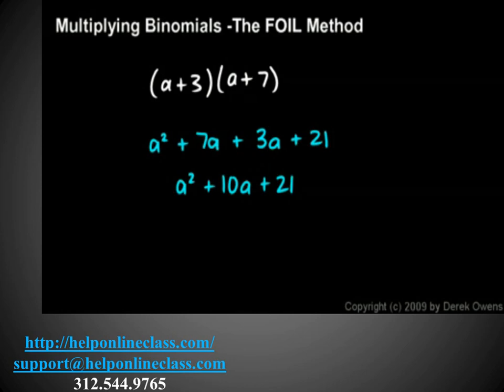So the FOIL is just a method for getting each term from one binomial multiplied by each term from the other. And we said earlier that that is the main idea. We need to make sure each term from one binomial is multiplied by each term from the other. And the FOIL gets us there.